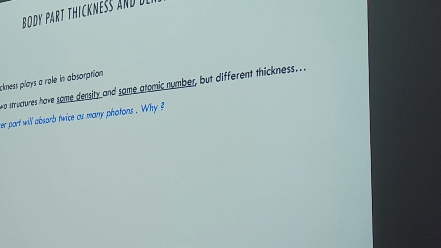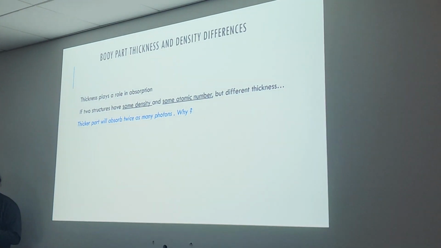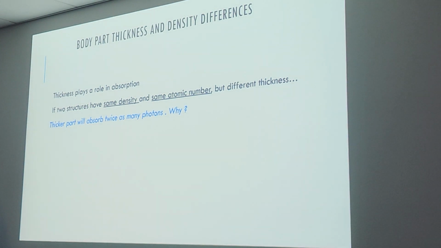Your body part thickness and density also affect photoelectric absorption. For example, if you have two structures that have the same density and same atomic number, but different thickness, the thicker part is going to absorb more photons. Why do you think that is? It's the same density, same atomic number, but one is a lot thicker than the other. The thicker part is going to absorb twice as many photons. Why? Because there's more tissue that's going to stop it from transmitting, so a lot more will be absorbed. That's the simplest way to answer that question.